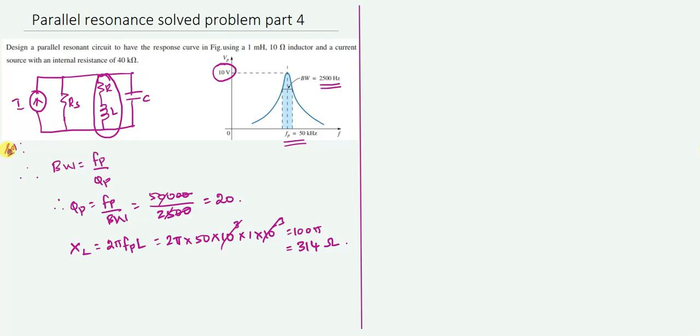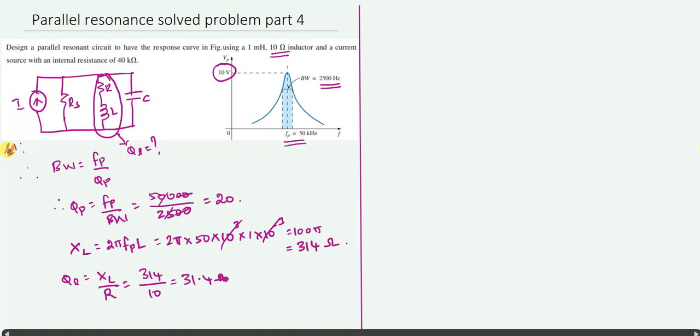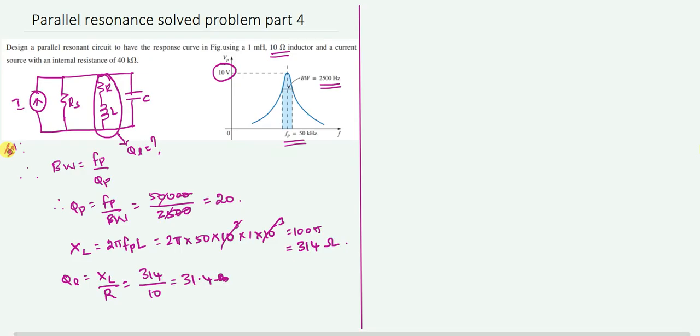First of all, I want to find out the value of the quality factor of this coil. So the value of QL is nothing but XL divided by R. The value of XL we found is 314, and the value of R given in the question itself is 10. Therefore the quality factor of the coil is around 31.4. Okay, I hope it is clear. So now I have the quality factor of the coil.